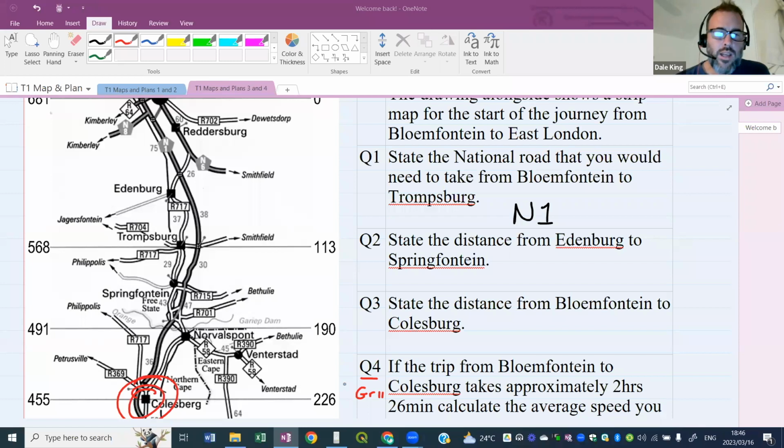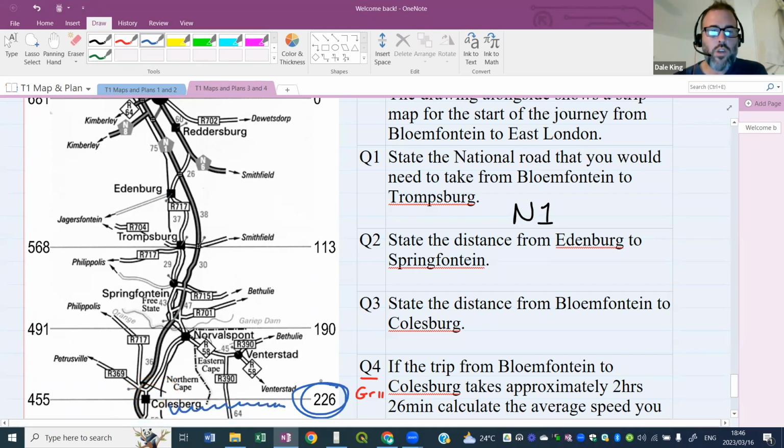They're looking on the side here now. They're looking on the side. This is 226. So this route from Bloemfontein all the way to this town of Colesberg is 226 kilometers. All right, because there's a horizontal line on Colesberg saying when you get here, you've traveled 226 kilometers. I'm going to write that down. 226 kilometers. All right.